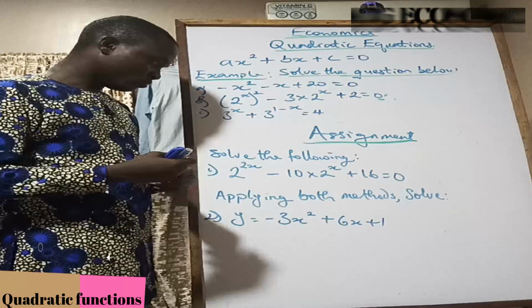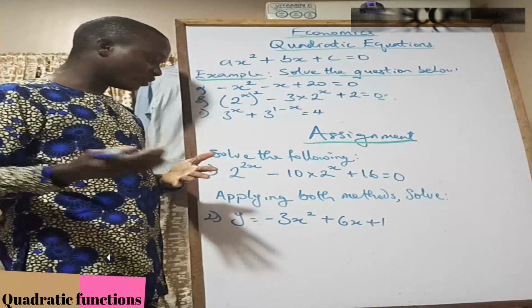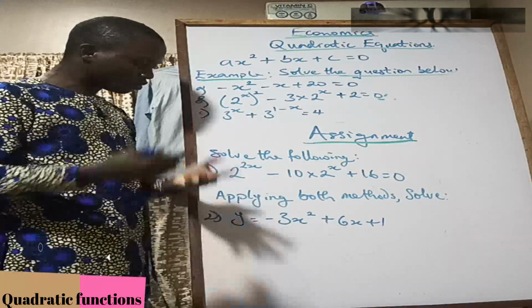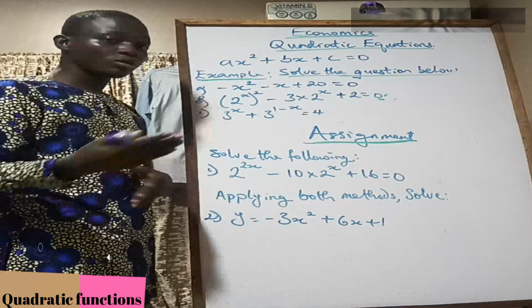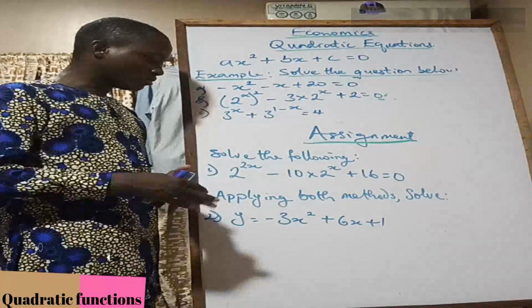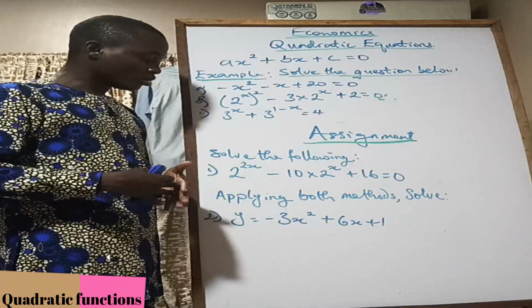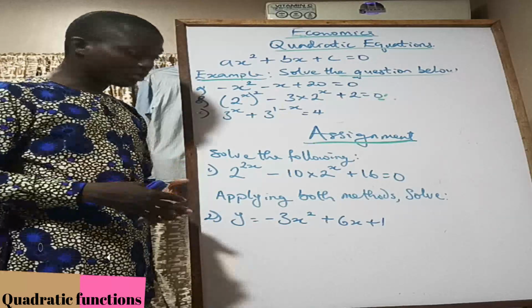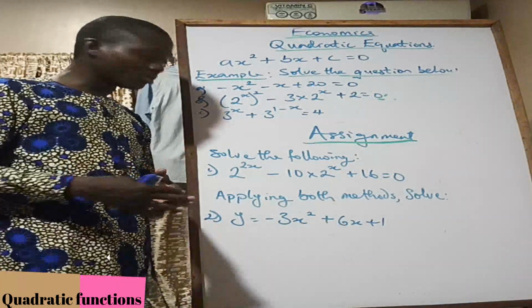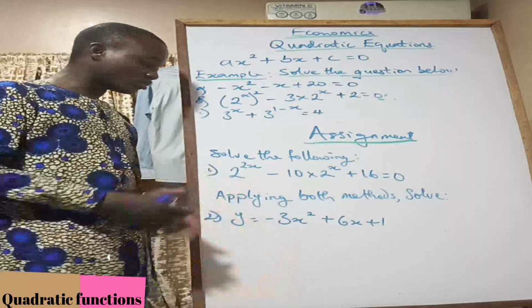If you can use the completing the squares method, use it to solve it, and then also use the general formula. Okay, so if you cannot use the completing the squares method, maybe if you look at it and you can't come up with numbers, then use something else. This is the general formula. But if you can use the completing the squares method to solve it, then use it to solve it.